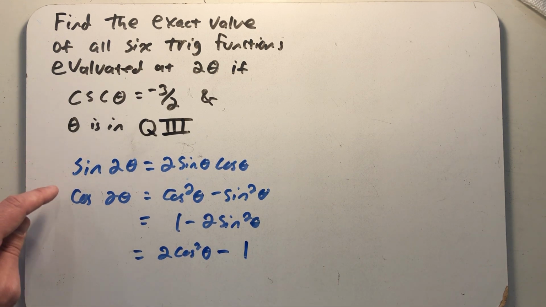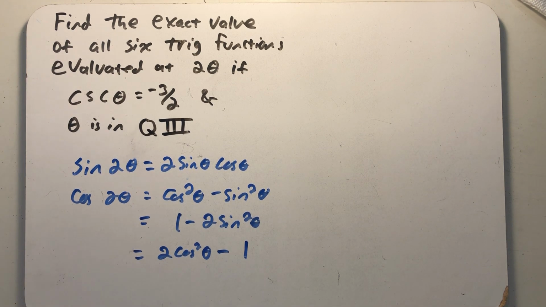And after I know sine and cosine, I'll just use other trig identities I know to find the rest, because I know tangent is sine over cosine. After I have sine, cosine, and tangent, I'll just take reciprocals to find cotangent, cosecant, and secant.